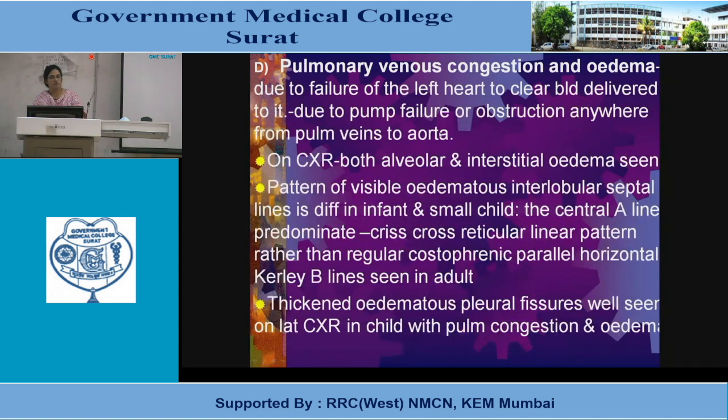Pulmonary venous congestion and edema may result due to failure of the left heart to clear blood delivered to it due to pump failure or obstruction. On chest X-ray, both alveolar and interstitial edema will be seen. Now, the pattern of visible edematous interlobular septal lines is different in infant and small child. The central A line is predominant, that is a crisscross reticular linear pattern, rather than the regular costophrenic parallel horizontal curly B lines seen in the adult.